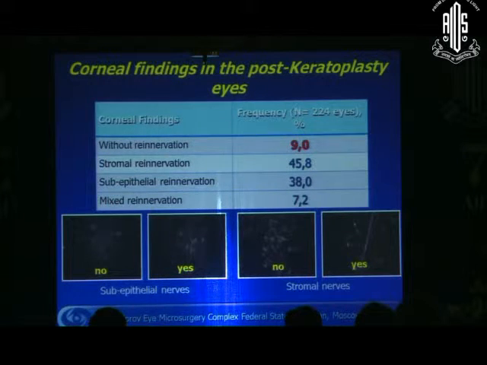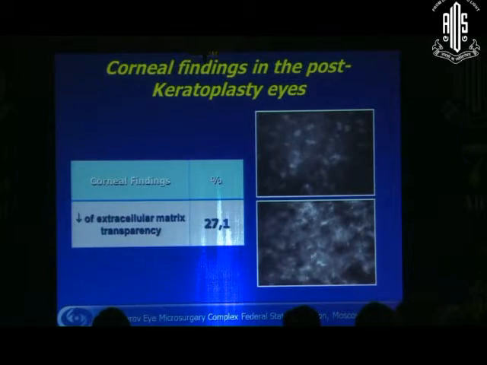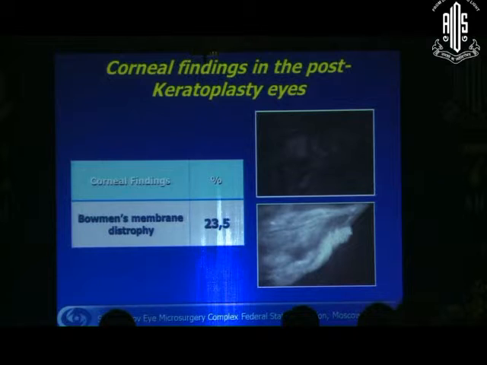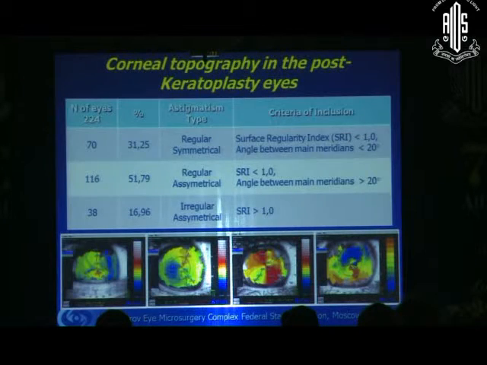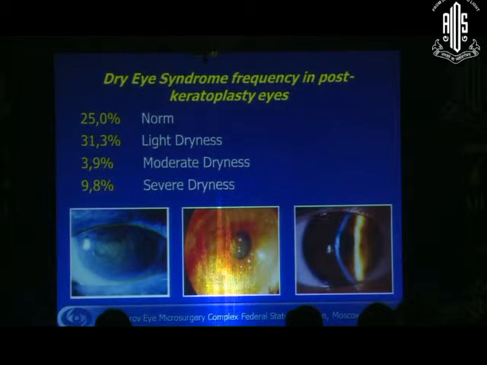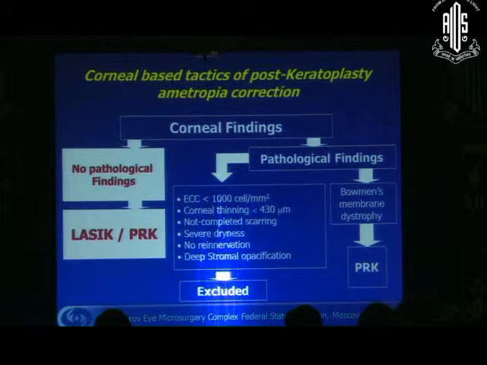absence of reinnervation of the corneal transplant, low extracellular matrix transparency due to scarring of the central part of the transplant, Bowman's membrane dystrophy, high rate of corneal irregularity, and high rate of different stages of dry eye syndrome. And we elaborated corneal-based tactics for post-keratoplasty ametropia correction.